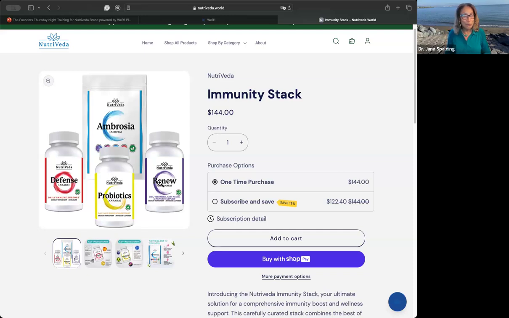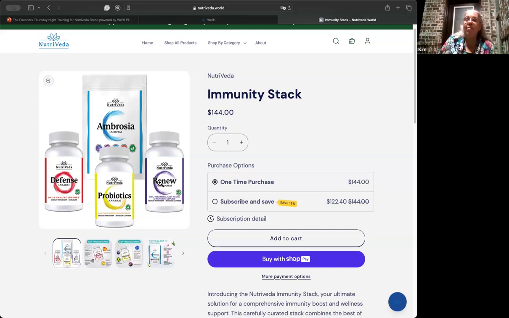And so that's it. Jana, can I share something? I love how you described all these being able to work together. That's what's so symbiotic about all these products. They work in harmony with one another.